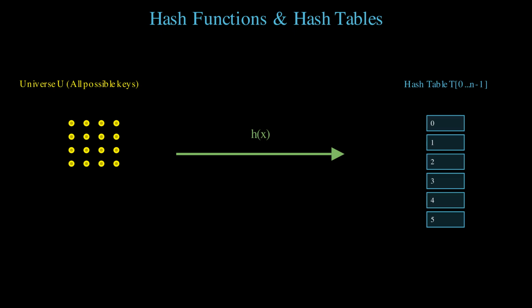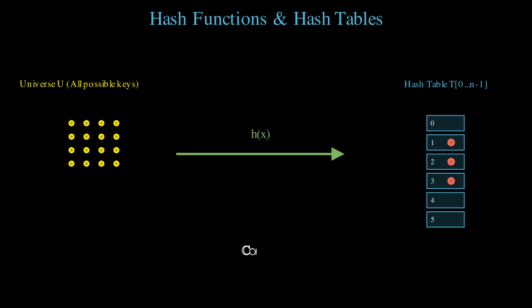Now let's see how the hashing process works. We'll take several keys from our universe and watch how the hash function maps each one to a specific slot in our table. Here's key number 1 being processed by our hash function. The hash function determines it should go in slot 1, and the key is stored there. Here's key number 2 being processed by our hash function. The hash function determines it should go in slot 2, and the key is stored there. Here's key number 3 being processed by our hash function. The hash function determines it should go in slot 3, and the key is stored there.